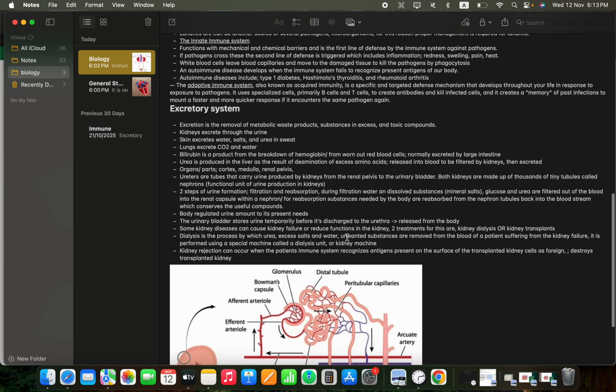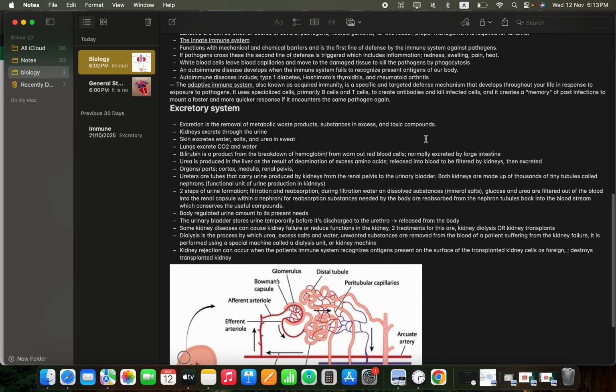Excretion is the removal of metabolic waste products, substances in excess, and toxic compounds. Kidneys excrete through the urine. Skin excretes water, salts, and urea in sweat. Lungs excrete carbon dioxide and water. Bilirubin is a product from the breakdown of hemoglobin or worn out red blood cells, which is normally excreted by the large intestine.